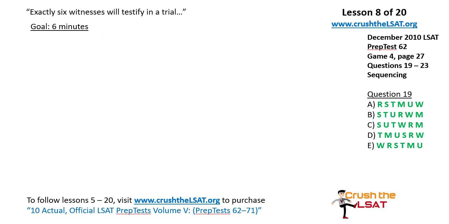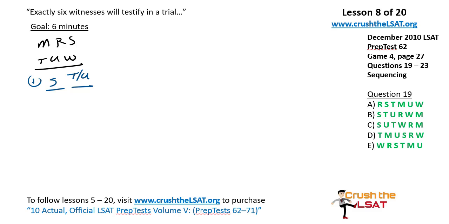We have 6 witnesses testifying at trial. So we have M, R, S, T, U, and W. And what are we told? Well, first rule, S testifies immediately before either T or U. Rule 1, S right before T or U. So I'll write it out this way. And the wording on this, immediately before either T or U, an either or rule.